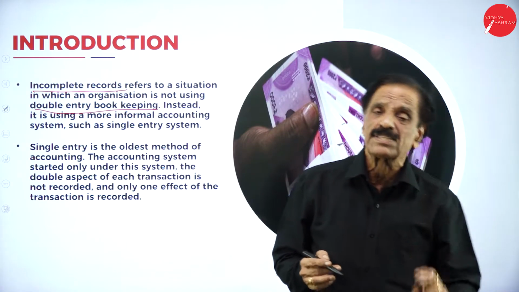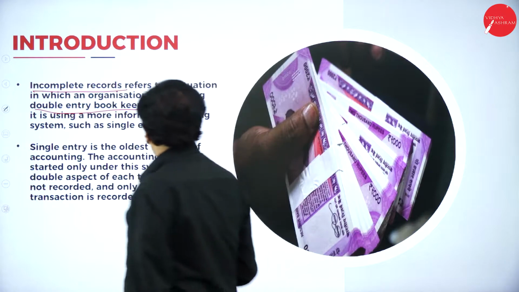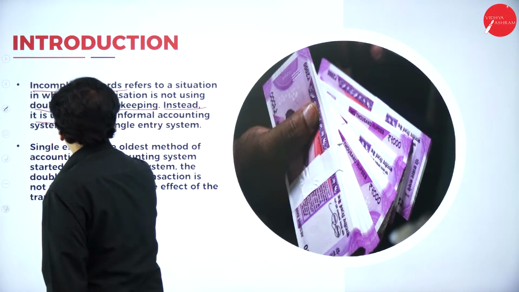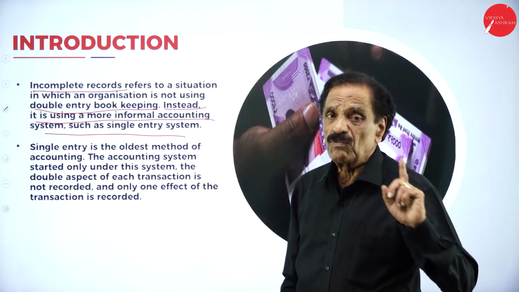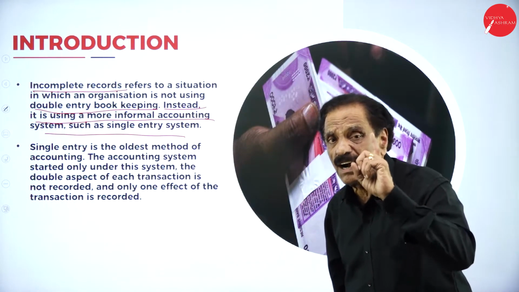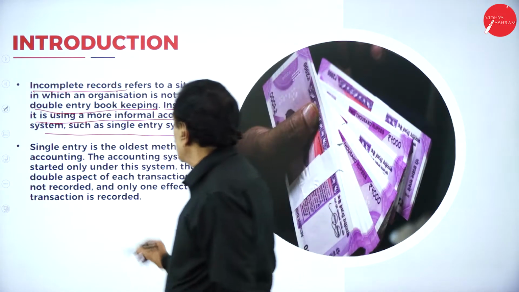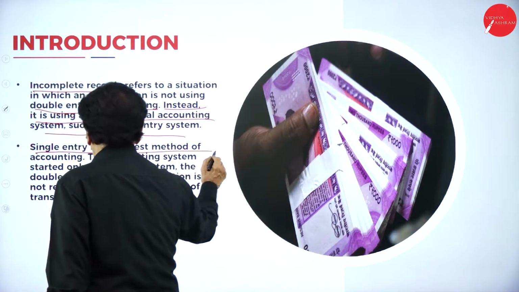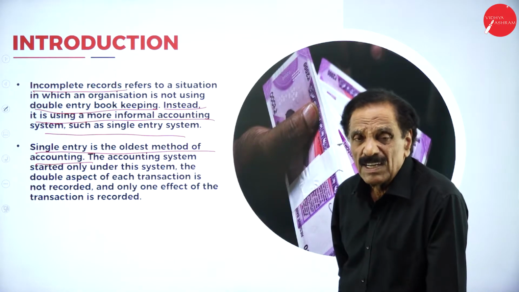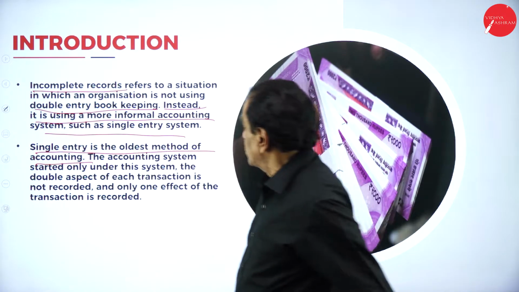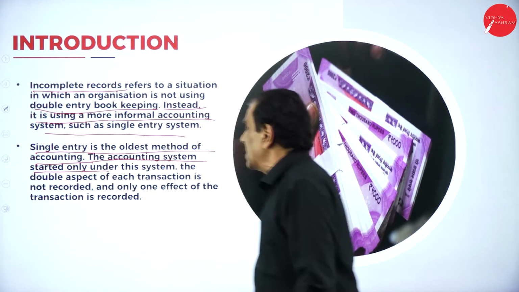If only machinery is debited, it is called single entry system or incomplete records. Then instead, it uses a less formal accounting system such as the single entry system. So we have only one-sided entry, called single entry. Now we are going to convert it to a double entry system. Single entry is the oldest method of accounting. We are following the oldest method of accounting, called the one-sided entry system. So the accounting system started only under this system.